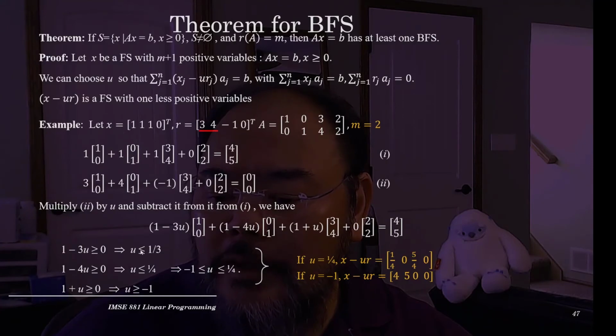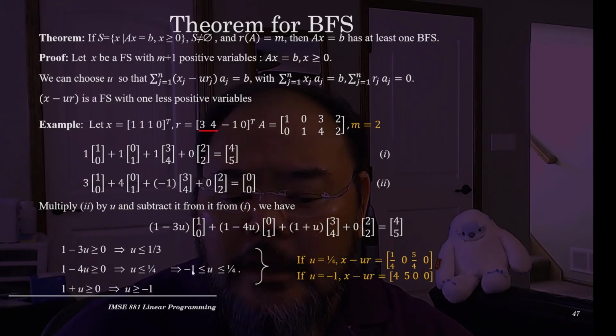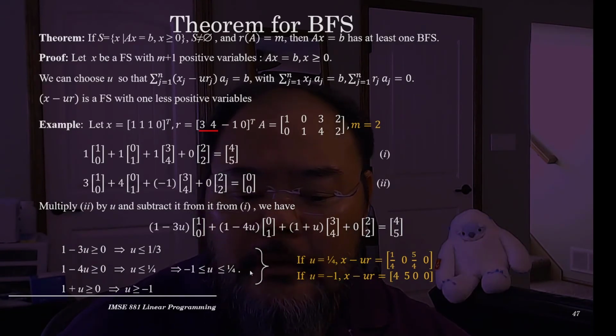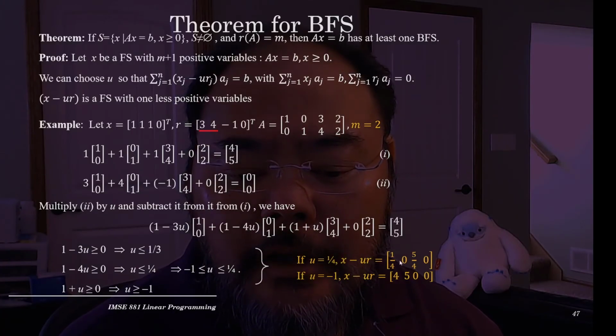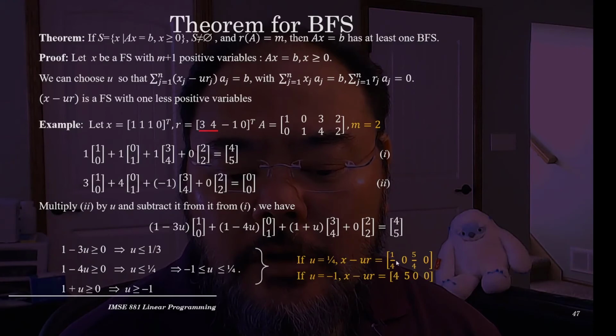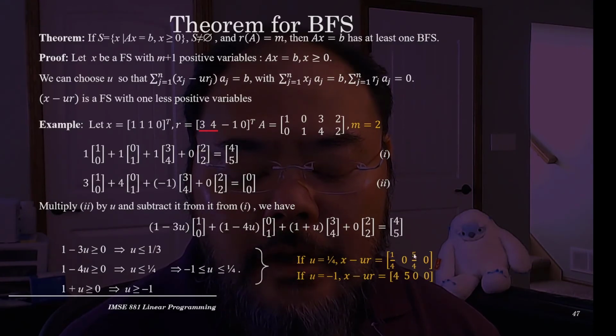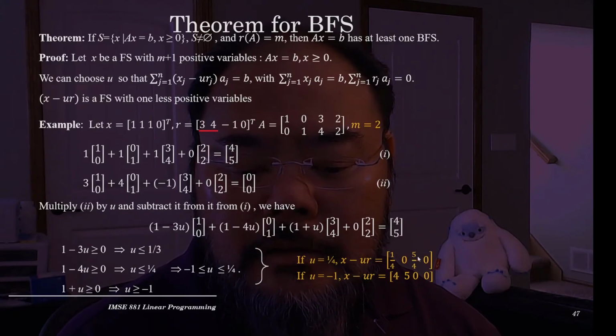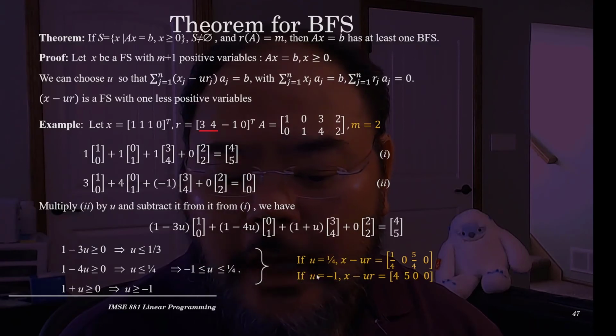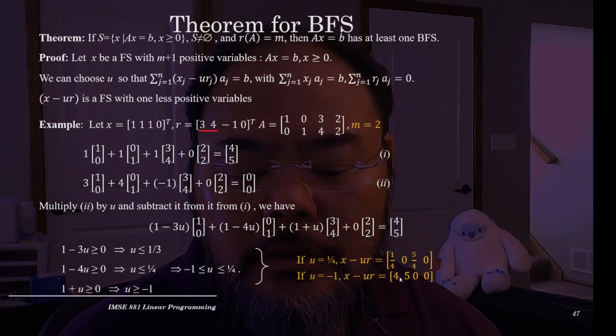For the first equation, u has to be less than 1/3. Second equation, u has to be what? Less than 1/4. The third equation says u has to be greater than negative 1. So overall, u has to be between negative 1 and positive 1/4. Okay? So either we choose u equals 1/4, and we can form another basic feasible solution, 1/4, 0, 5/4, 5/4, and 0. That's one less non-zero variable. If we plug in u equals negative 1, x minus u times r equals 4 and 5.